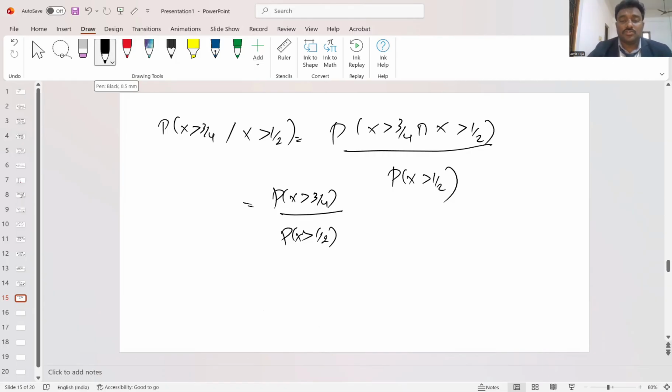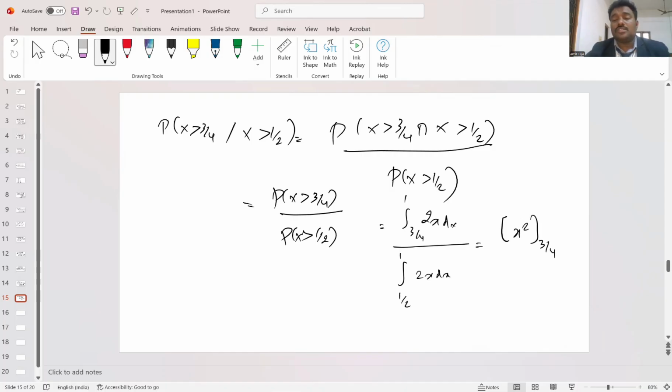Yes. So here the values are like we should take them in upper limit. So it is going to be 3 by 4 to 1 2x dx and 1 by 2 to 1, 2x dx. Obviously, 2 will get cancelled. So x square by 2 also will get cancelled. So it is x square from 3 by 4 to 1 and x square from 1 by 2 to 1.